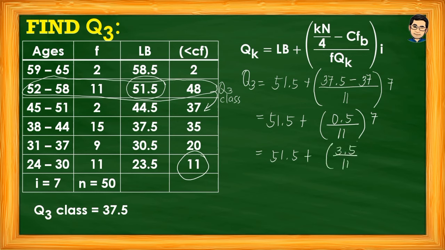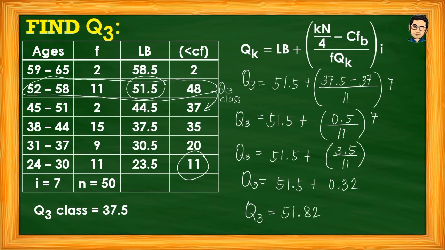over 11. Now, if we're going to divide 3.5 by 11, we will get 0.32. So, add natin 51.5 plus 0.32. So, the value of Q sub 3 is 51.82. So, ayan. Yun po yung value ng Q sub 3.